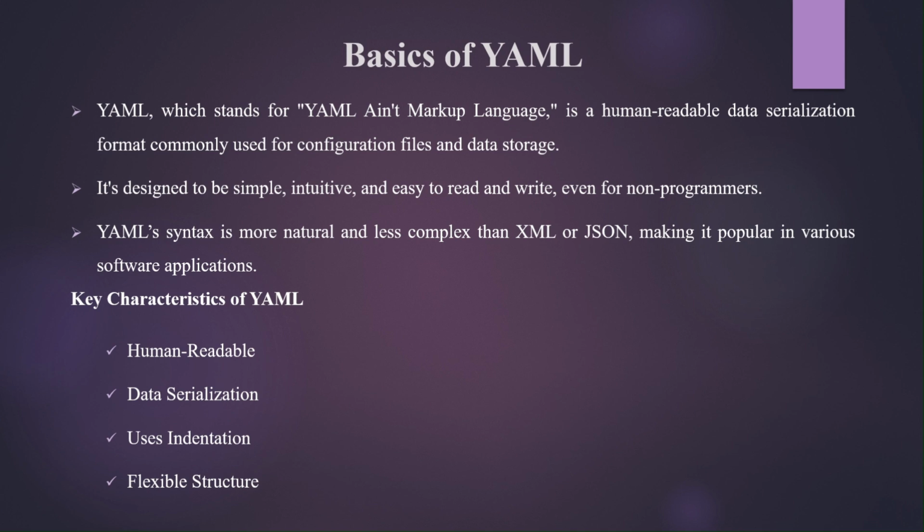The first thing is human readable. YAML's clean and straightforward syntax makes it easier for people to read and write. Data serialization. YAML represents data in key value pairs, lists and nested structures, making it ideal for configuration files. Uses indentation. Instead of brackets or tags, YAML relies on indentation to indicate nesting or hierarchy, similar to Python. Flexible structure. YAML supports scalar strings, integers, floats, booleans, allowing it to represent complex data structures. This is all about the YAML.